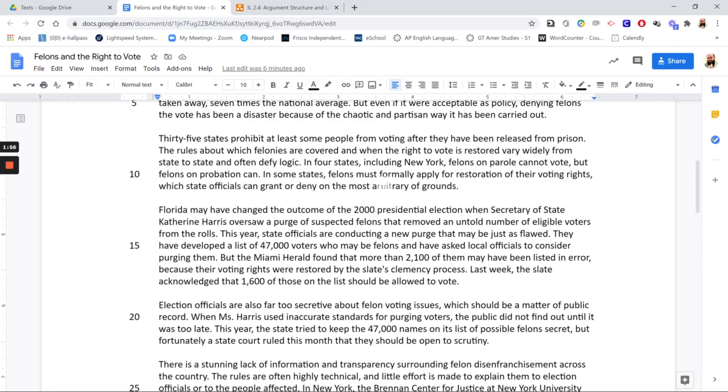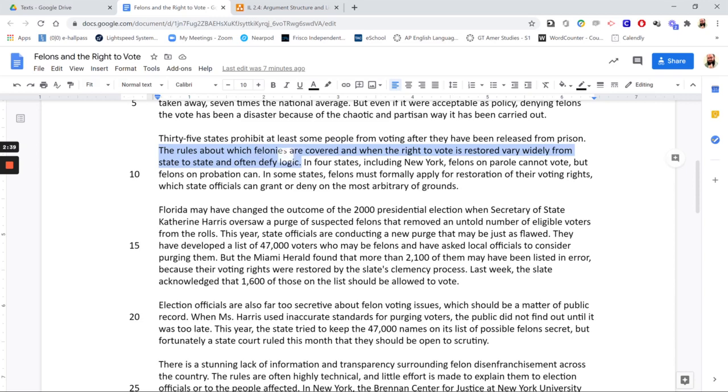So what is this paragraph arguing here? Well, it has a couple of stated claims. This first sentence is really just giving us background information, so we want to ignore that as part of the argument. It's just saying that these are the number of states that have these sort of laws prohibiting felons from voting. The claim really comes in the next sentence here. The rules about which felonies are covered and when the right to vote is restored vary widely from state to state and often defy logic. That is kind of our claim right there. We know that because these next couple of statements, about 4 states, including New York, and other states, are giving us examples that support this idea.